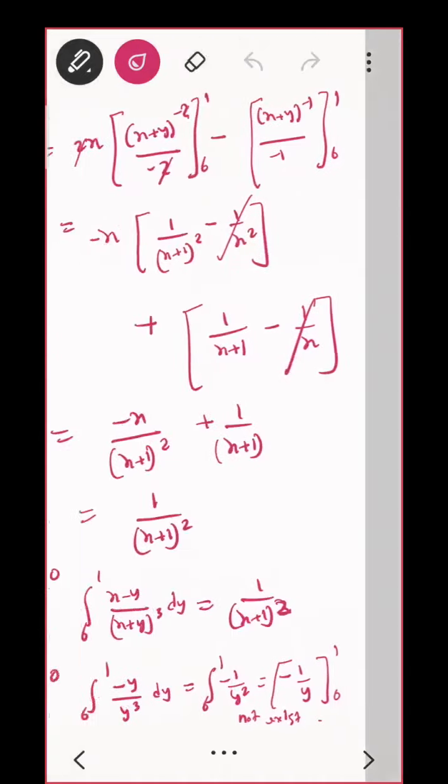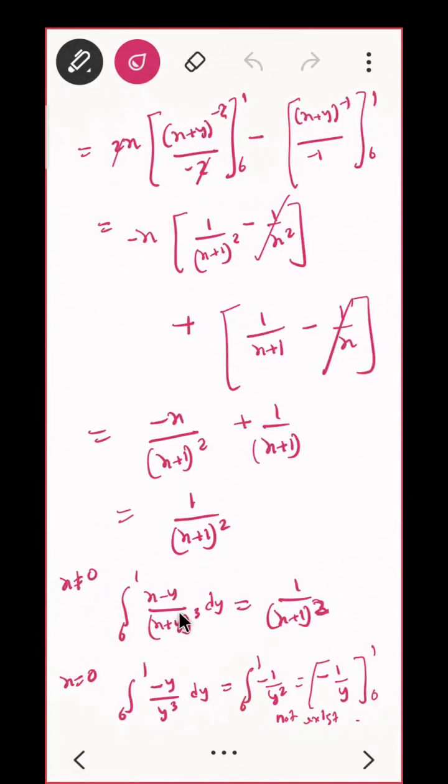Do you know from your SYBSc? Let us consider how to solve that improper integral. See what is the problem here? The problem is this term, x plus y.